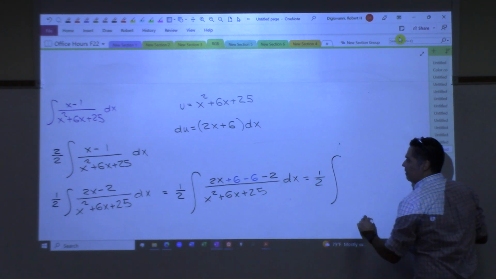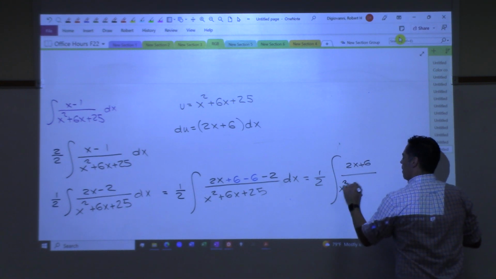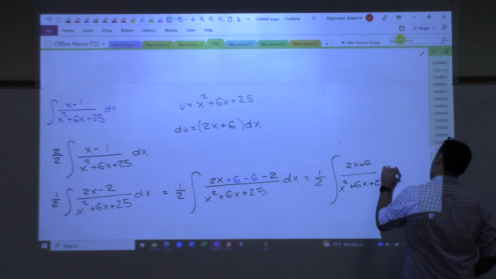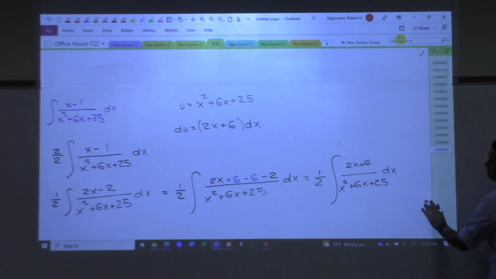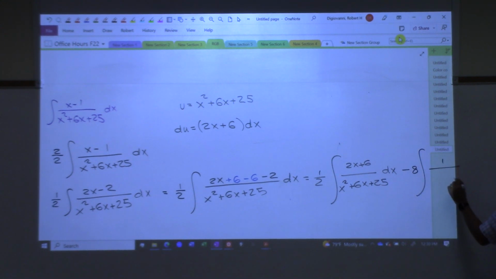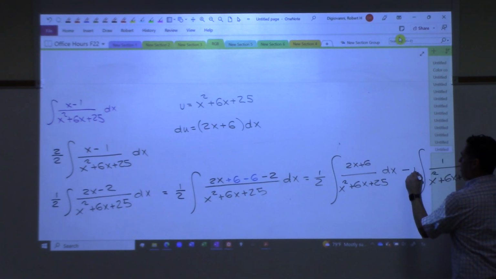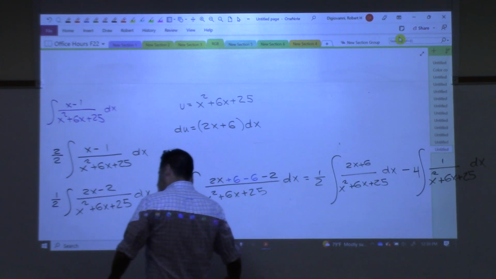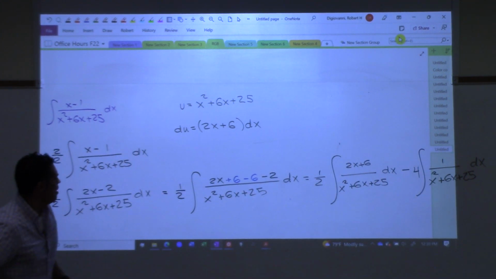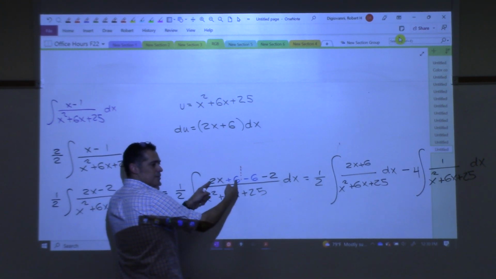Okay, now I'm going to split this up. This becomes 2x plus 6 over x squared plus 6x plus 25 dx minus 8. I might be going further than I should here. But this is not the first time I've done one of these. Yes, 1/2. Hold on. This will be a 4. Thank you. I messed that up. So all I did here was I split it here, and I'm going to put this over this.